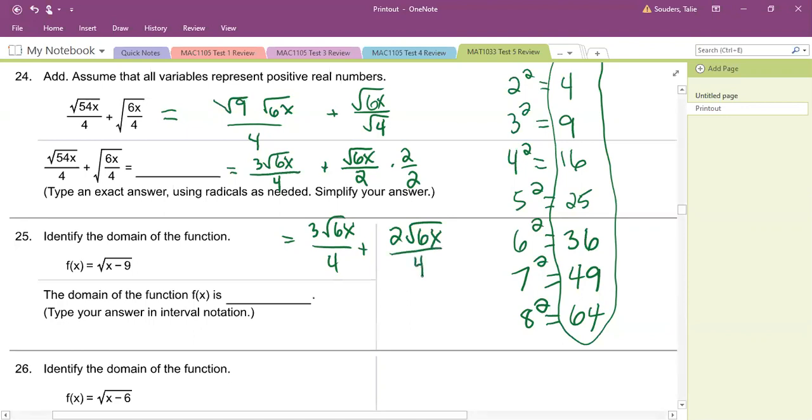Now that we have a common denominator, we can add the numerators together, right? So the 4 stays in our denominator. And what does the numerator become? So it'd be 5, very good, and then radical 6x. See, you got it. Nice job.